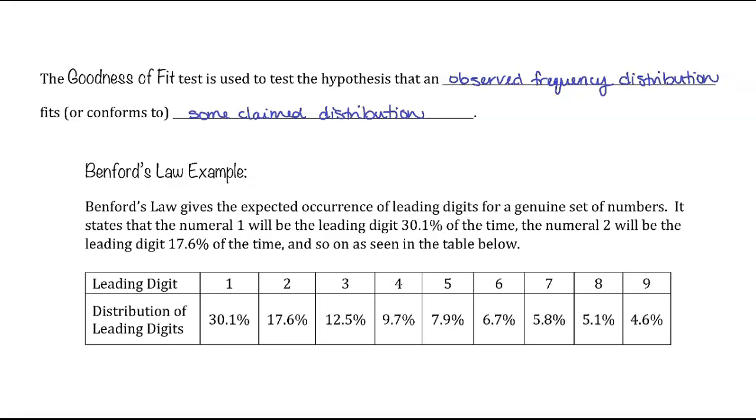The idea is that if the observed frequencies that we have line up with Benford's law, then things seem to be okay. But if they do not line up with this law, then we have reason to suspect fraud. That's the idea of comparing an observed frequency distribution to a claimed distribution. The goodness of fit test will tell us how close is close enough and how different we would need to be in order to say that there's a significant difference.